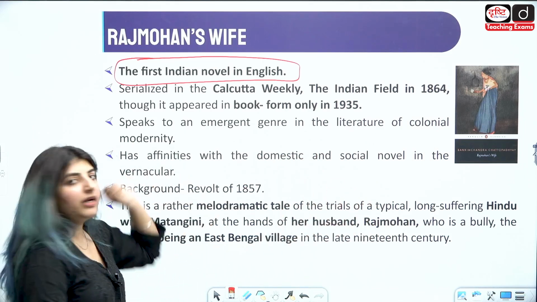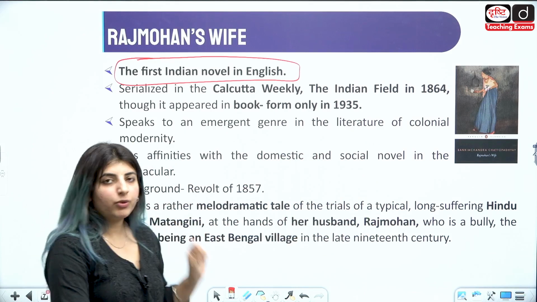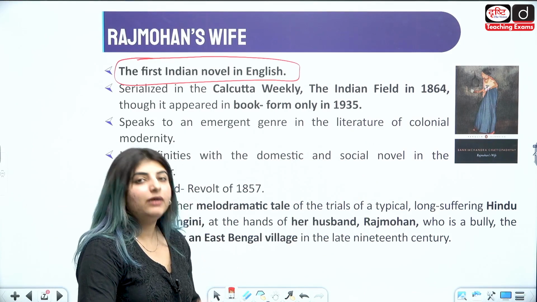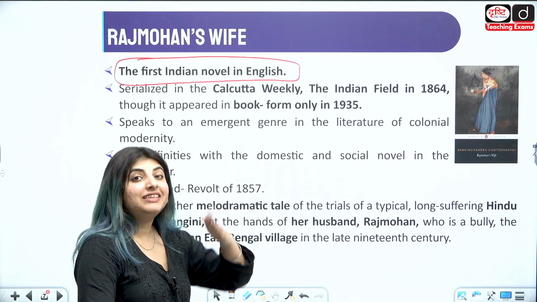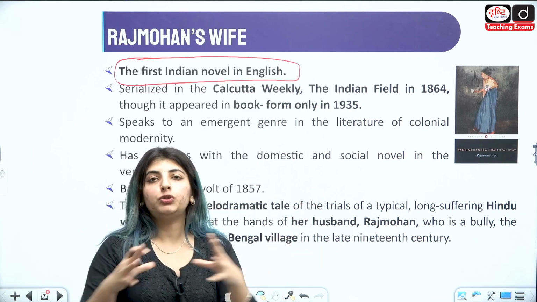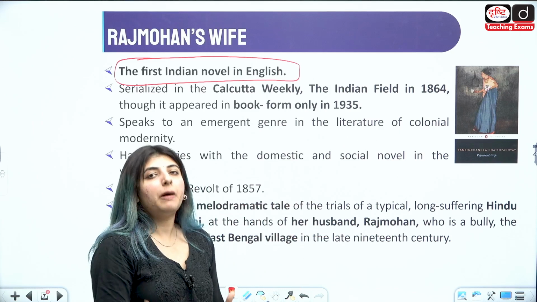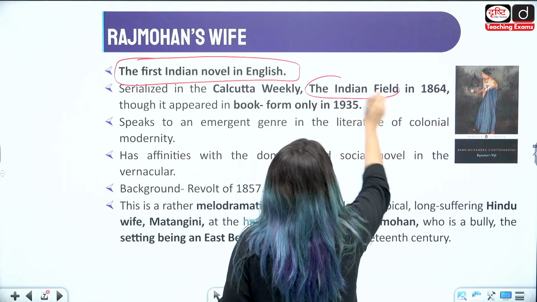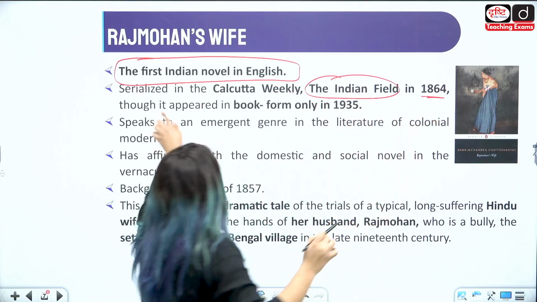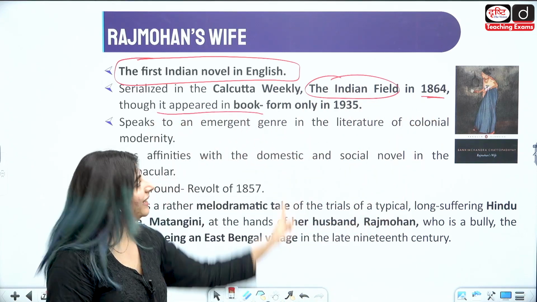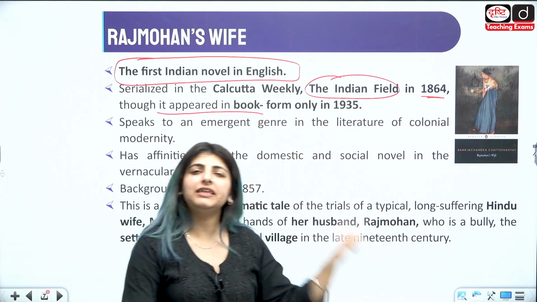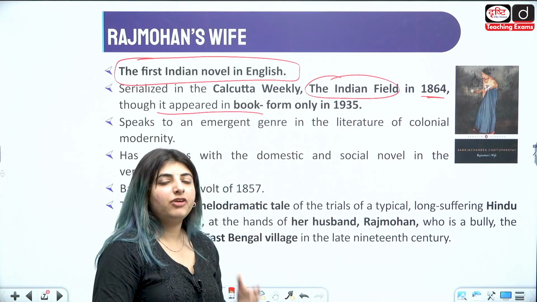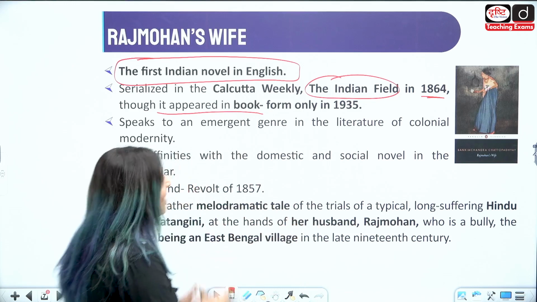Moving forward, this was a question which was asked: this particular book was printed in a Calcutta weekly. Weekly means एक हफ्ते में serialized form में, मतलब कुछ portions जो होते थे, they were published in the magazine the Indian Field in 1864, though it appeared in book form only in the year 1935. Before 1935, when he was penning it down, when he was getting it published, it was just coming in the form of a magazine.